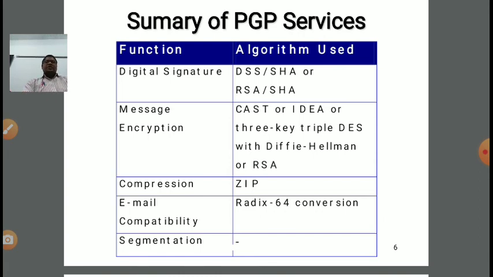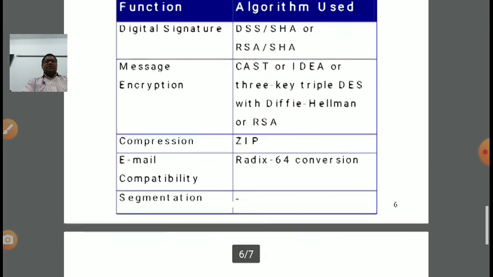The next service is compression, which we have already covered. The algorithm was the ZIP algorithm. Email compatibility we have also covered. For email compatibility, we use the Radix 64 technique, right? And segmentation is performed automatically by PGP, so no algorithm is required, and at the receiver end reassembly of the message is again done automatically.